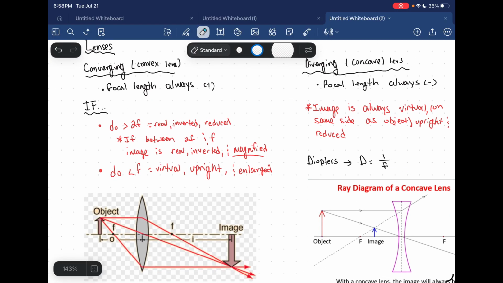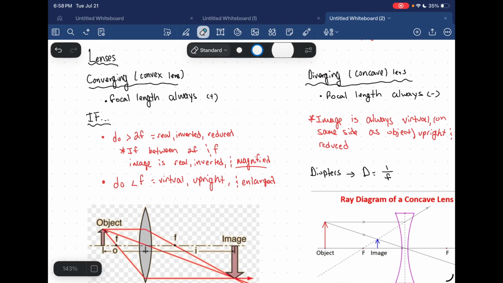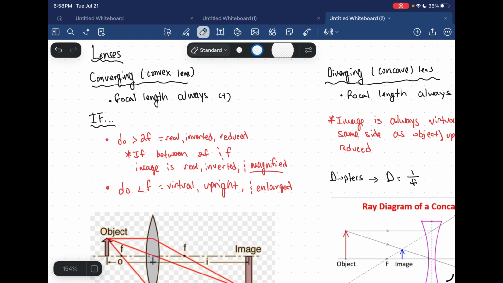So the first type of lens we're going to talk about is a converging or convex lens. And for this type of lens, the focal length is always positive. It's always going to be positive no matter what. I want you to drill that into your head. Converging equals positive focal length value.